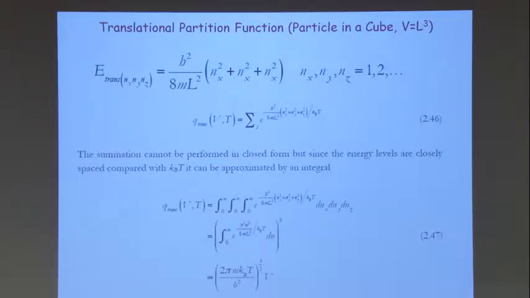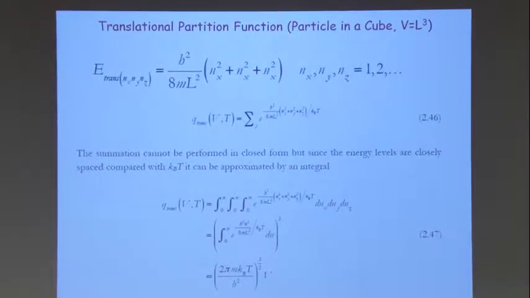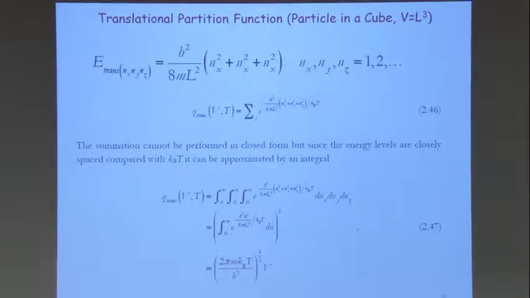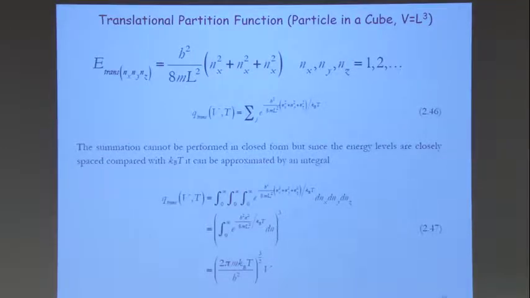And then the energy scaling is Planck's constant squared divided by 8 times the mass of the molecule times the, I think it should be L cubed. Maybe it's L squared. I don't know. We should double check in the textbook, make sure I didn't have a typo here.